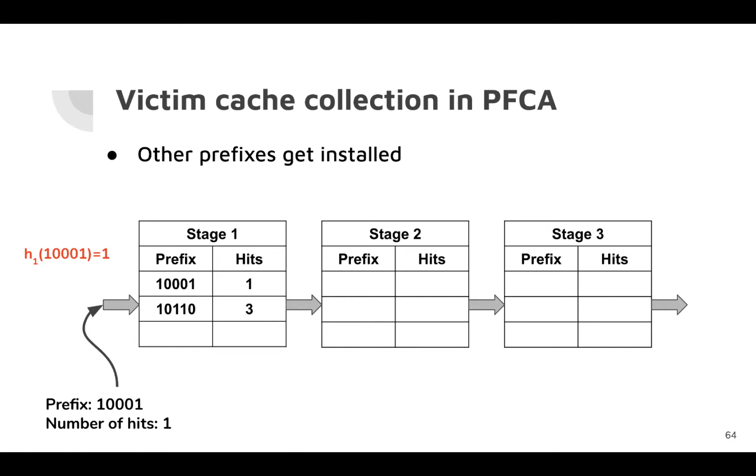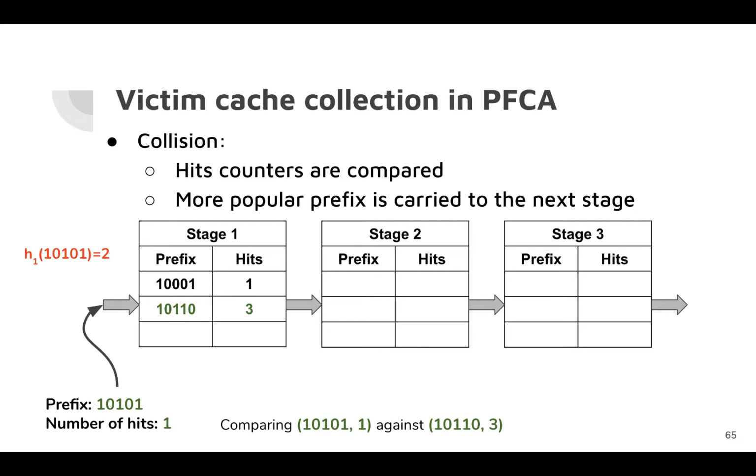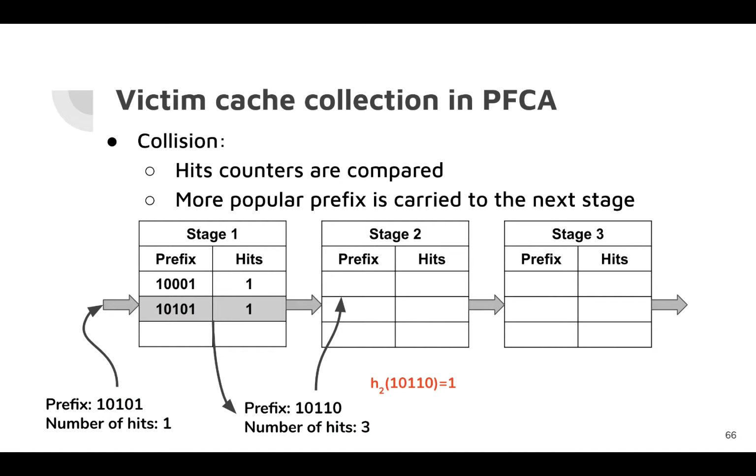Upon collision, the prefix counters are compared, and the more popular prefix is pushed into the next table in the pipeline. Here you can see the prefix 10101 with the counter value 1 is compared against the prefix 10110 with the counter value 3, and that entry is at the second slot of the first table. Because that entry is more popular, it is pushed into the second stage table.